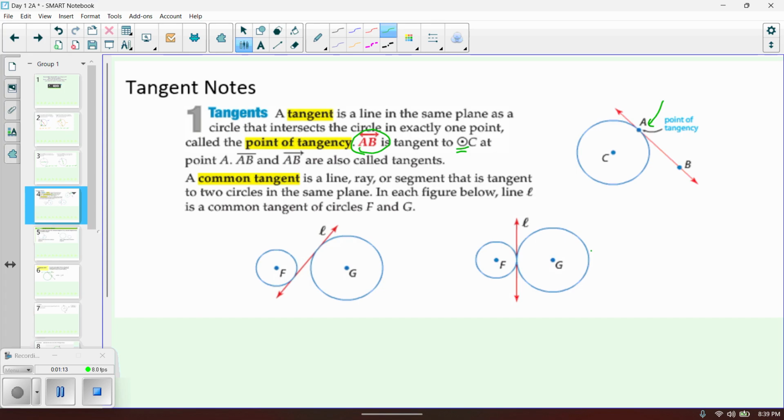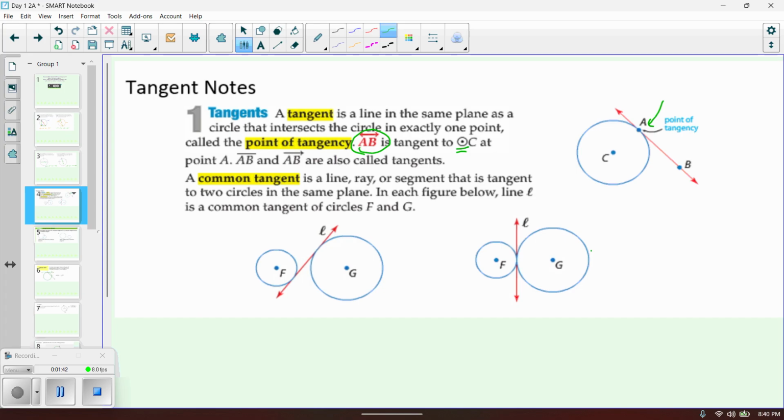And AB without the arrows, AB with only one arrow, which is a ray, or AB with two arrows, either way you want to look at those, any of those things are called tangents because they all would hit at exactly that same point A of tangency. A common tangent line or ray or segment that is tangent to two circles in the same plane is also going to be something that we're going to talk about.